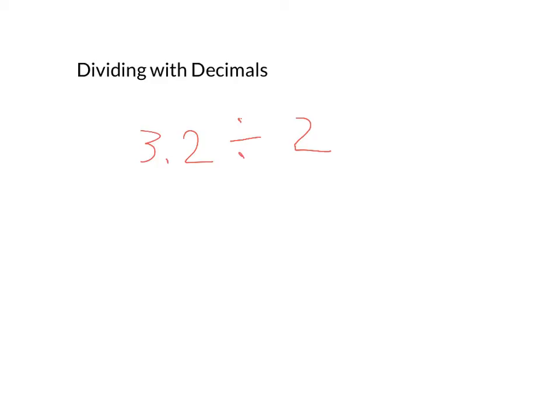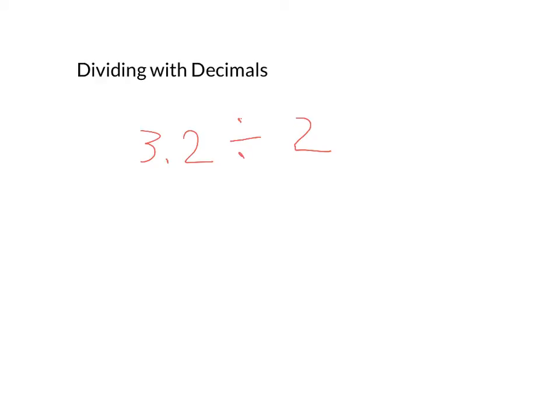So here we're going to review dividing with decimals. Dividing with decimals is similar to how you do long division the normal way, but there's a couple of additional rules. So let's look at this example here. We have 3.2 divided by 2.